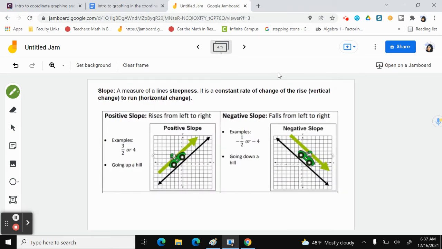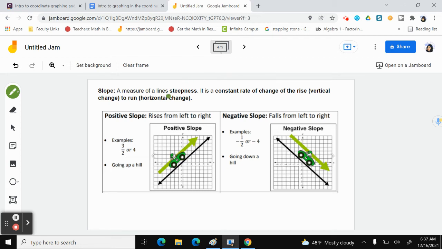So another thing we try to figure out once we have some points plotted is the slope of a line. So let's say we had 2 points and we connected them, that would make a line. And sometimes you want to try to measure the steepness of the line. And that's a constant rate of change where we take the rise, which is the vertical change, over the run, the horizontal change.